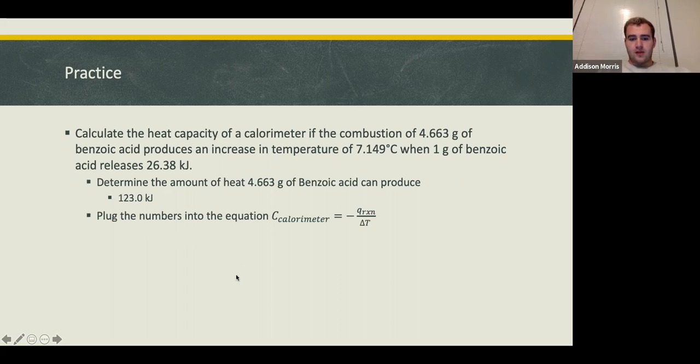And then we plug that into the equation that we have here. I'll give you a second to do that. It's fairly simple. Once you've plugged it in, you should get 17.21 kilojoules per degree Celsius. And that is the heat capacity of the calorimeter, like it's being asked up here. So, another practice problem.